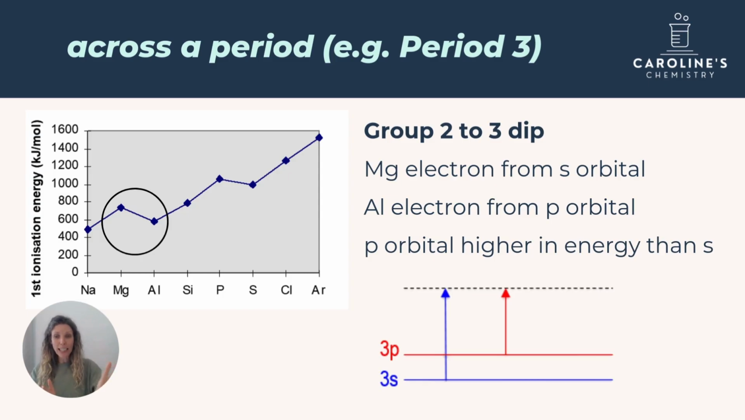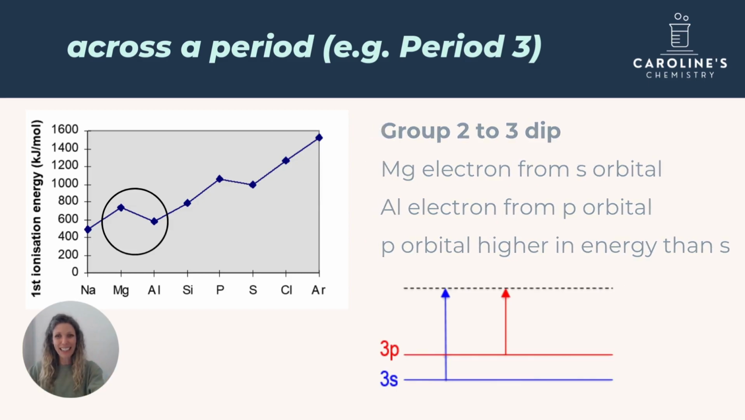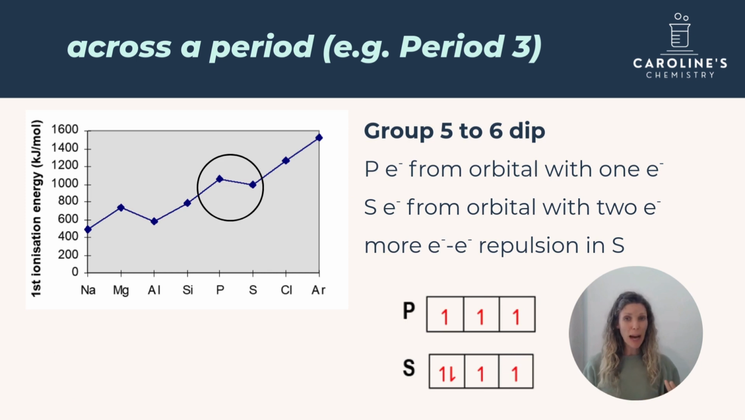So the key points there that I've given you, that's the way to structure it in an exam. Point out where the electrons are from. The electron being removed in magnesium is from a 3s orbital. The electron being removed from aluminium is from a 3p orbital. P electrons are higher in energy than s. Full stop, 3 marks, full marks, we're good. Okay? The next dip happens between group 5 to 6.